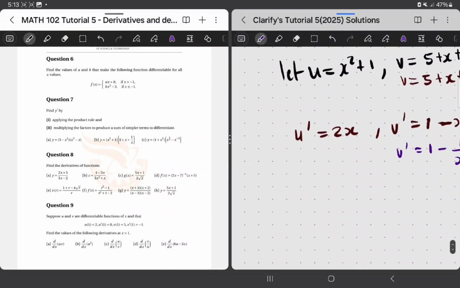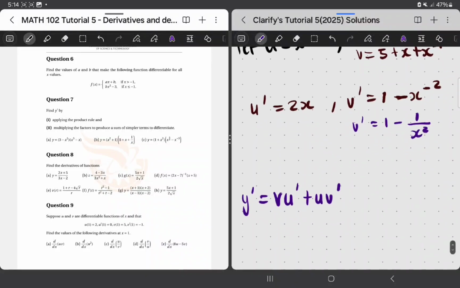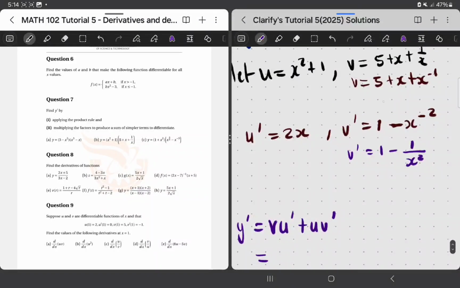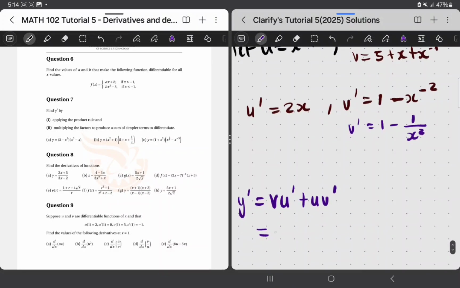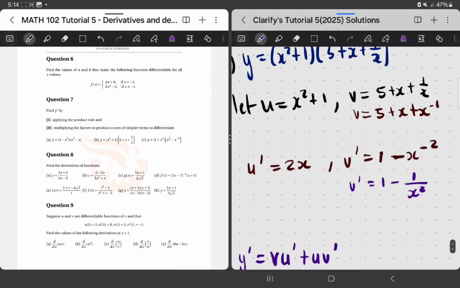So now we can say that dy/dx, or y prime, is going to be, what do you do? You bring the second one, multiply by the derivative of the first, then plus the first times the derivative of the second. So what is the second one? It is this v. So we can just say it is 5 plus x plus 1 over x. We don't use this version of x to the negative 1 unless we are differentiating, which is what we converted it to, just so that we differentiate and we took it back after differentiating.